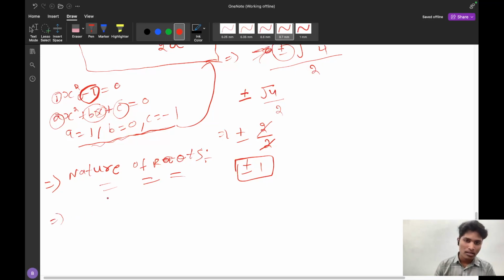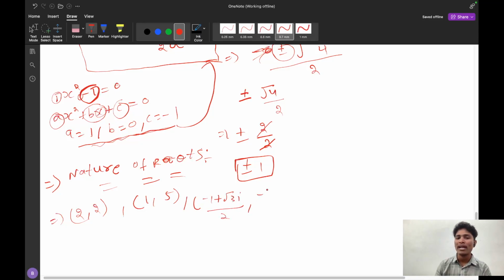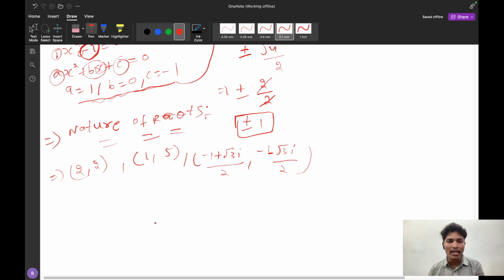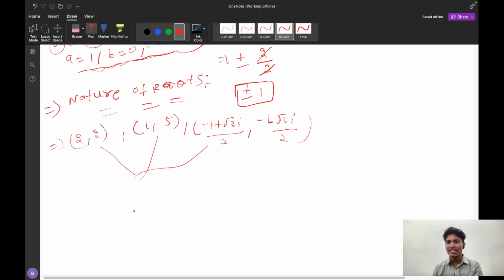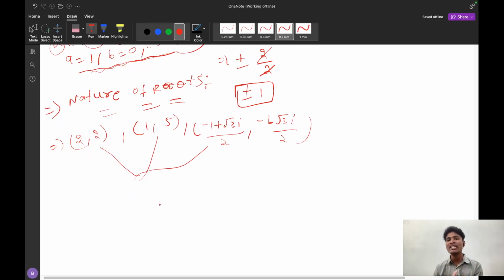They are saying nature. Suppose I am going to write some numbers here, you have to understand. Suppose I am writing 2 and 2 as one pair, and I am going to write 1 and 5 as another pair, and next I am going to write minus 1 plus root 3i divided by 2, comma minus 1 minus root 3i divided by 2. I want you to understand what is the difference between these three pairs. If you understand the difference between these three pairs, you can easily relate it to the quadratic equation.